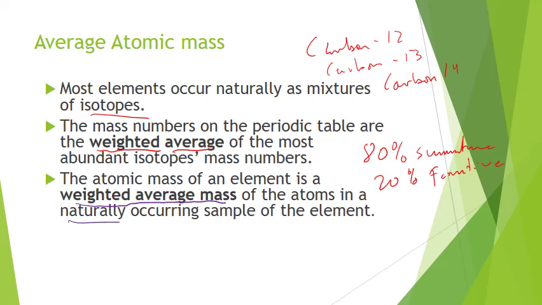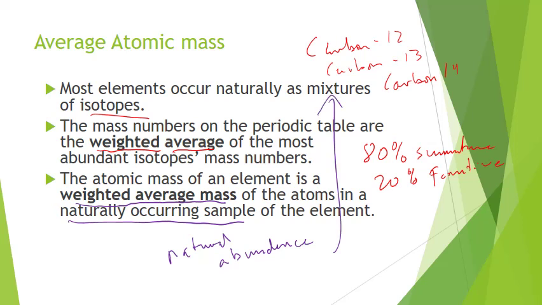The average atomic mass of an element is the weighted average mass of what we call the naturally occurring sample. This is when we go out and collect a sample of an element and ask what percentage of that sample is each of the different isotopes. We also use the phrase natural abundance: how much of each of these isotopes is in nature?